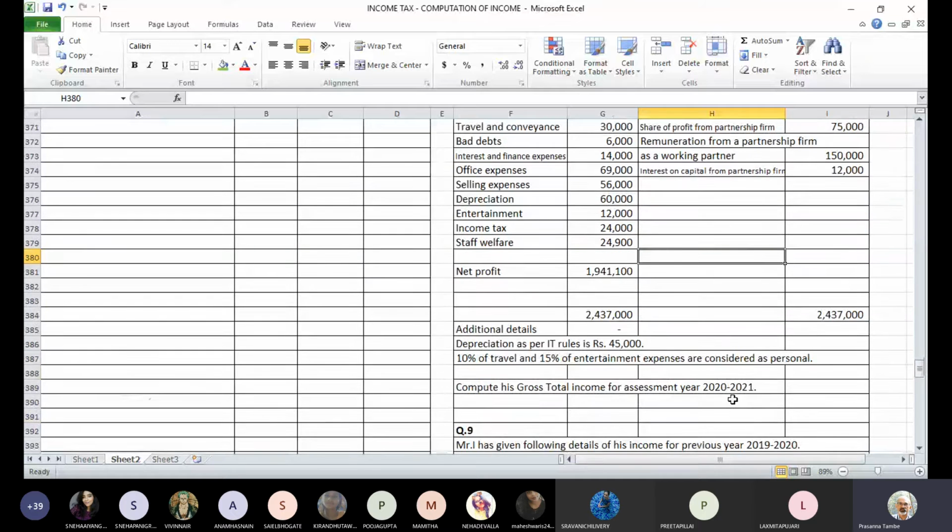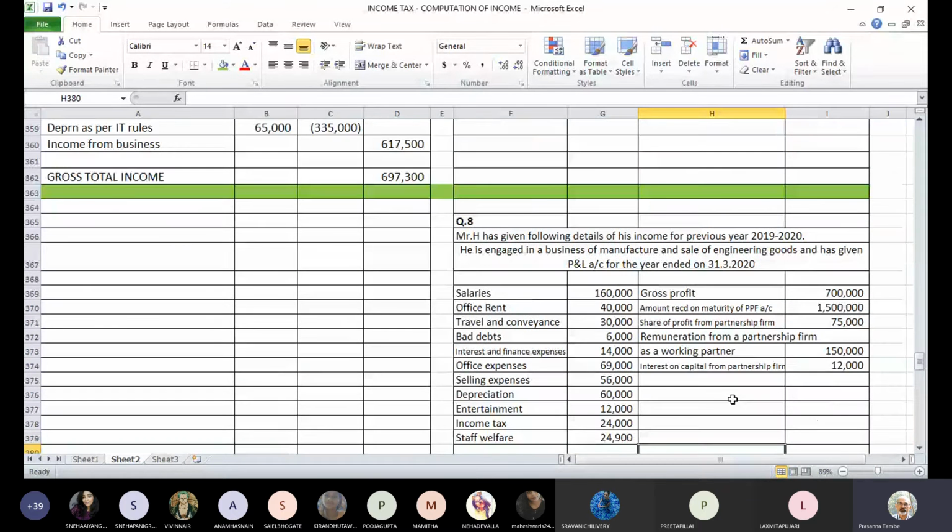Now, if you go to the credit side it gives you gross profit, which is of course business income. There is the amount received on maturity of PPF account, Public Provident Fund account. Is it taxable? What happens when somebody receives any amount from Public Provident Fund on its maturity?